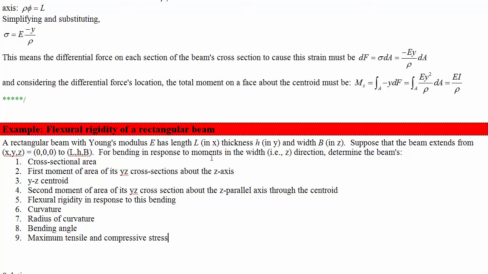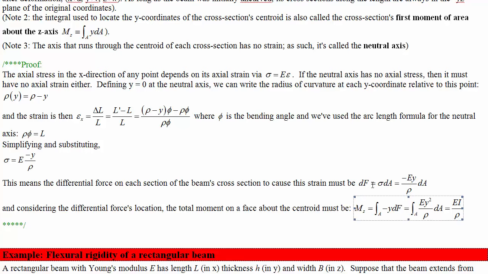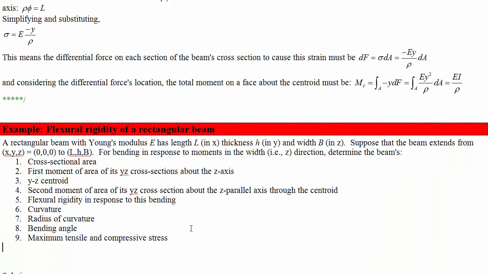Find, for bending in response to moments in the Z direction: the beam's cross-sectional area, first moment of area of its YZ cross-section about Z, YZ centroid, second moment of area of its YZ cross-section about the Z parallel axis through the centroid, which is the I that you would use to calculate flexural rigidity for this type of bending, the flexural rigidity in response to the bending, curvature, radius of curvature, bending angle, and maximum tensile and compressive stress. To do this last one, you're going to have to consider the derivation, so the proof that we did up here. The rest of them, you don't actually need the proof, although it's good to understand the proof.